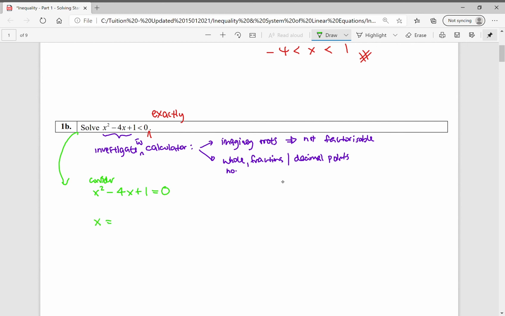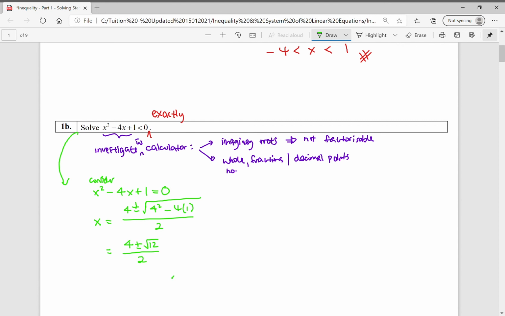So you apply your usual quadratic formula: negative b plus minus square root of b squared minus 4ac, over 2a. Of course, I have skipped the part whereby you square a negative number and it becomes positive and so on. Ultimately, you realize that the discriminant is going to give you a square root 12. That explains why we don't have exact roots over here.